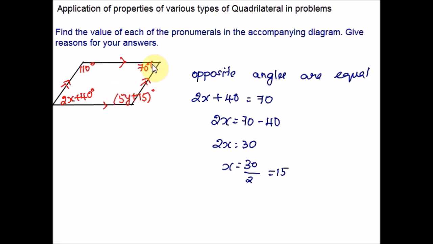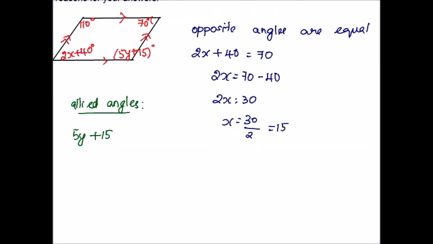If you add these two, you should get 180 degrees. This is one angle, add 70 to that. By adding, you should get 180. Now let's apply the algebraic concept. Add 15 and 70, that would be 95. 85. Subtracting both these sides by 85, and dividing both these sides by 5.